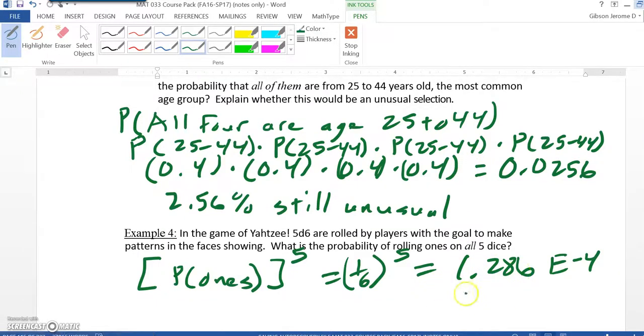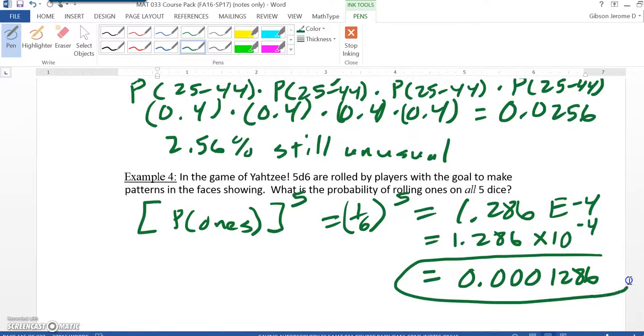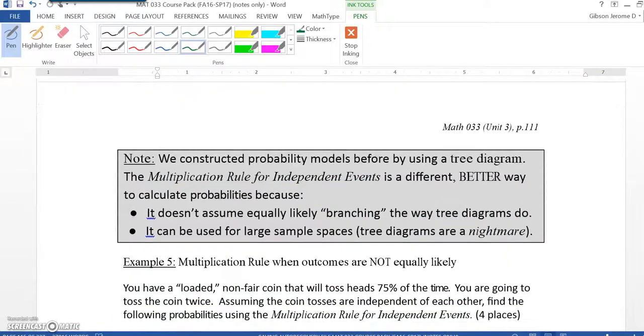Okay, class, picking up where we left off, we ended up with the answer 1.286 e negative 4, and we know that actually means 1.286 times 10 to the negative 4. Or we could write that in this decimal format, which is 0.0001286. And this is the final answer. Now, scroll on over to the next page.